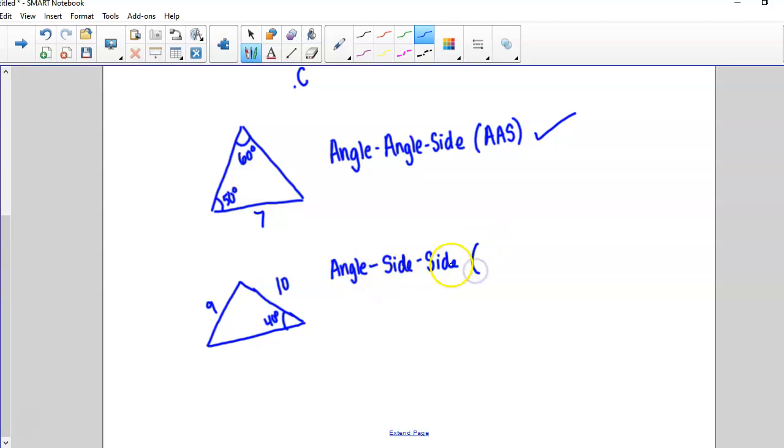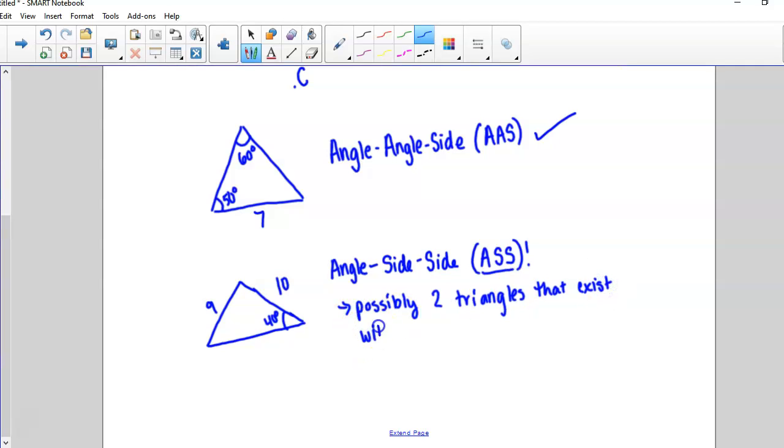And if you remember in Math 2, angle, side, side, whenever you write that down, you should be alarmed. That does not give us congruent triangles. We cannot have ASS, angle side side. So what that means is there are possibly two triangles that exist with these measurements.